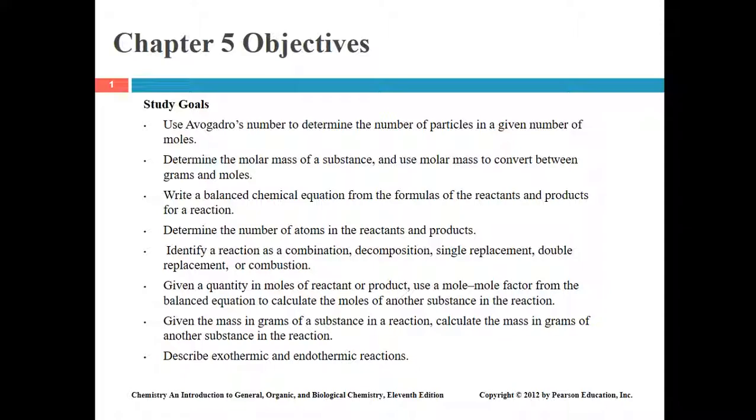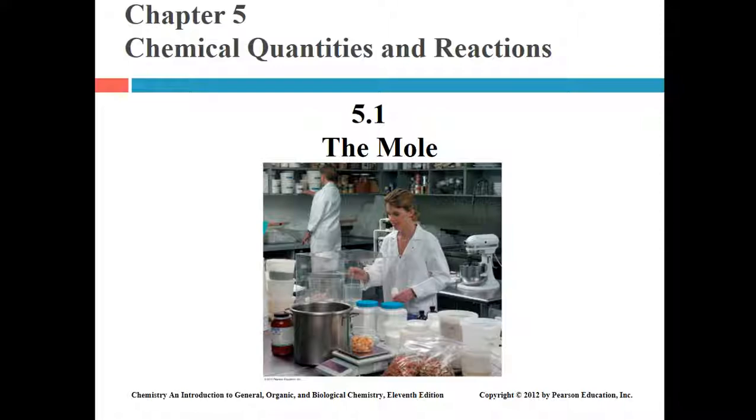You will notice that as opposed to the first 4 chapters, we are now involved with using our calculator and being able to figure out how much of something there is. So here we go. The first thing that's very imperative to learning about how to figure out how much of your products you're going to get in a chemical reaction is this thing called the mole.